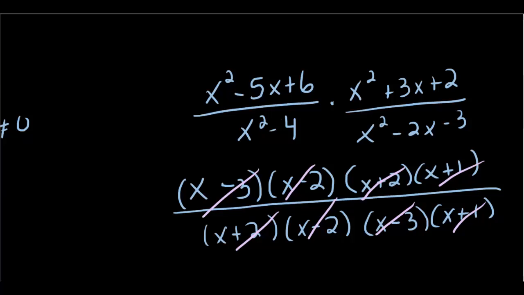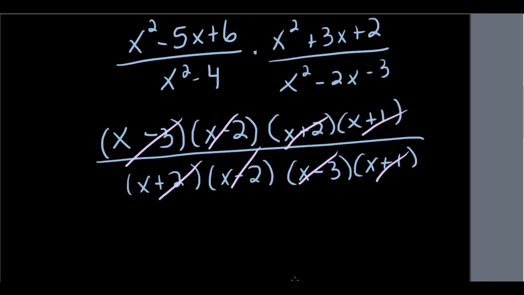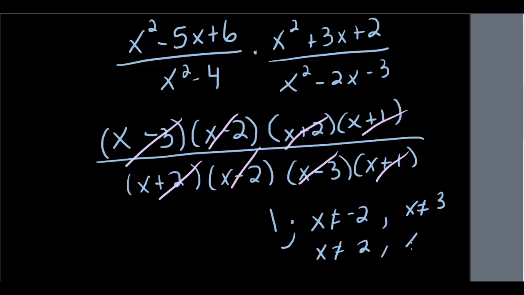Oh shoot, we cancel everything. So what does that mean? Well, it means that the answer is 1. Because this divided by this is 1, this divided by this is 1, this divided by this is 1. So basically we're multiplying everything by 1. Therefore the answer is 1. But then, of course, we have restrictions. So x is not negative 2. x is not 2. x is not 3. And x is not negative 1. Again, I'm getting all these values from the denominator. I'm making each one of them equal to 0, and I'm solving for x. And that's it.